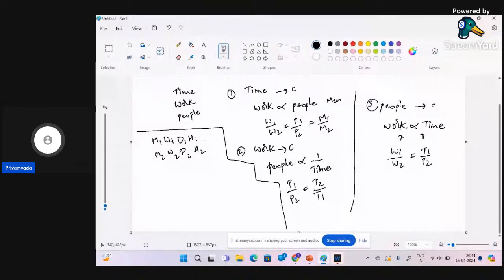Then there is a formula that relates all of these 8 variables together. That is M1 D1 H1 by W1 equals M2 D2 H2 by W2. This is the formula. Sometimes in a question they may not mention the number of hours they're working. In that case, you can consider the number of hours to be the same and cancel out H1 and H2. I hope it is clear till now.